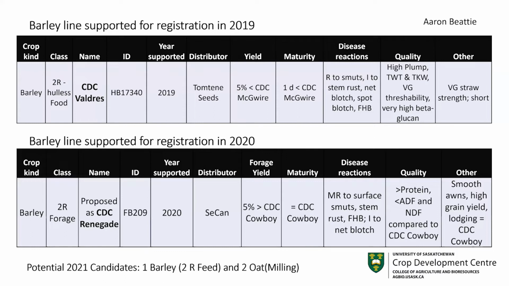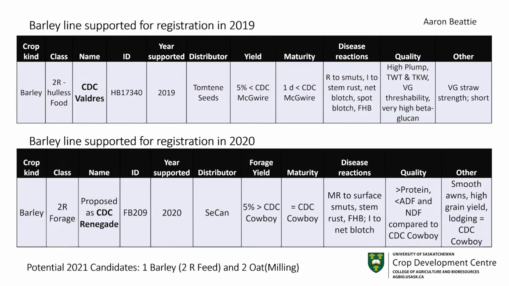So CDC Valdres has 5% lower yield than McGwire, but it has other competitive attributes. For example, it's resistant to smut, intermediate to stem rust, net blotch, spot blotch, and Fusarium head blight. It has very high beta glucan, very good straw strength, and short plants.